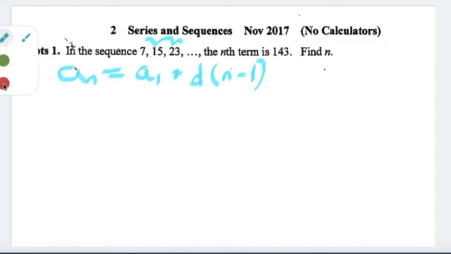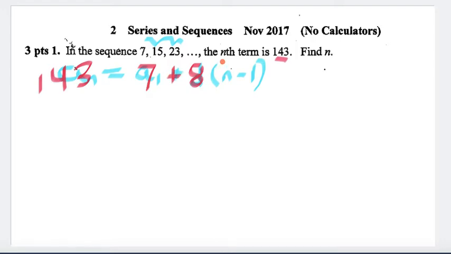So let me replace that. d is 8. I know the nth term is 143, so that goes here, 143. I know the first term is 7, so I do know quite a bit.